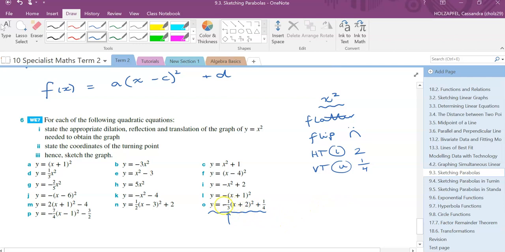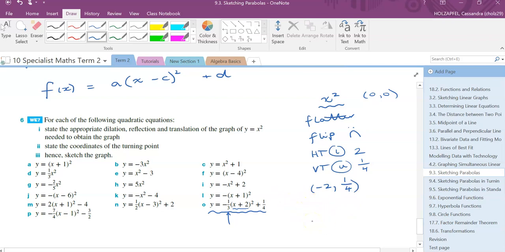Now, we know that when we made this flatter or wider or steeper or narrower, whatever, it didn't actually change the value. But this here shifted it to the left. So this is now going to change that turning point. Originally, the turning point of this is always going to be 0, 0. So it shifted that left too. So that's going to be -2. And then it's shifted up by 1/4. So then it's going to change that to 1/4. Okay. So hence sketch the graph.